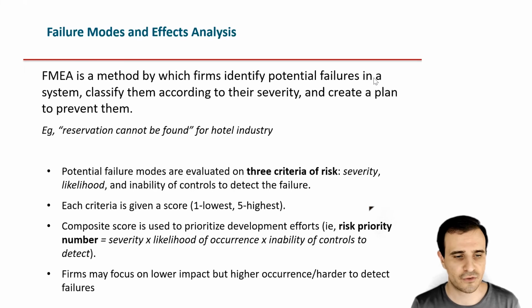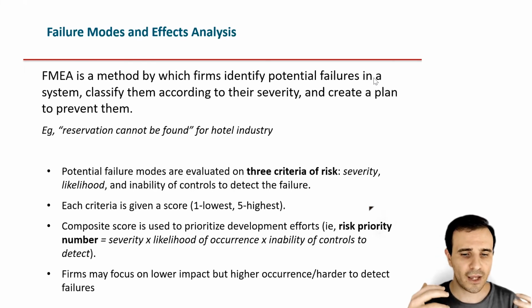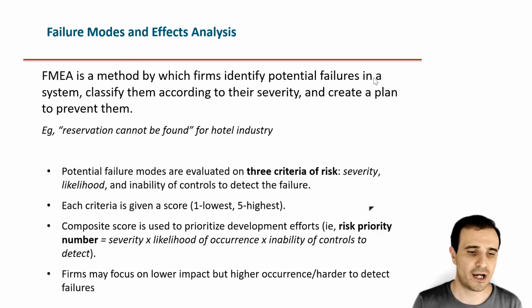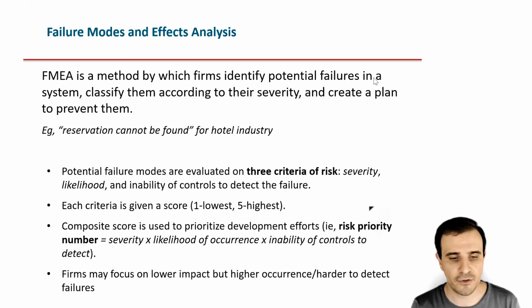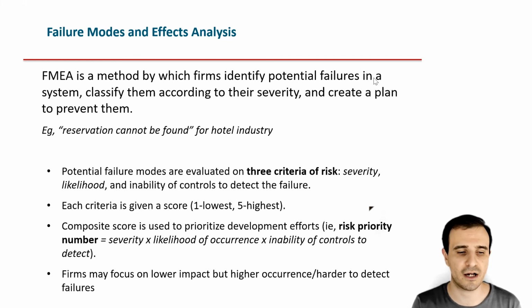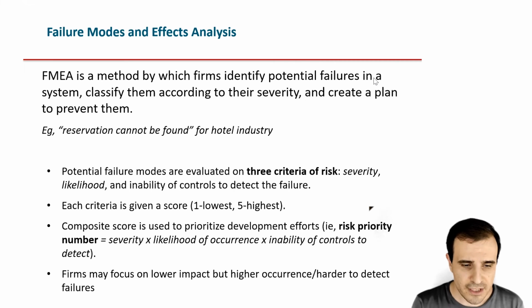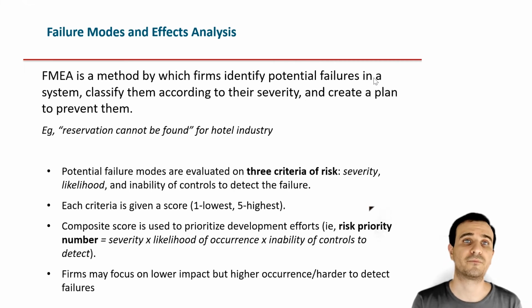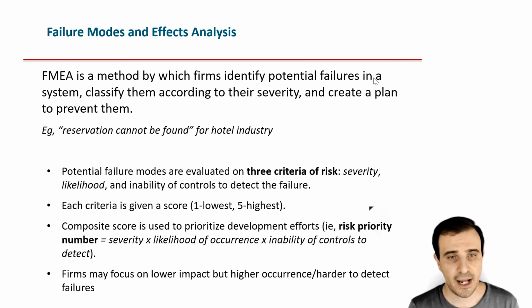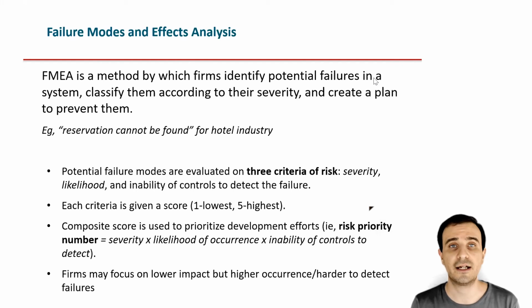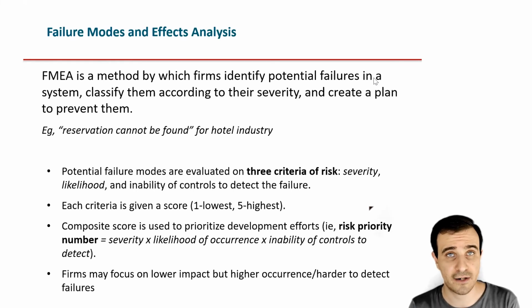When you give a score to each of them, you will identify the risk priority number, which is given by severity multiplied by likelihood of occurrence multiplied by the inability of controls to detect. Firms may then focus on threats or failures that maybe have a lower impact, but have a higher likelihood of occurrence, or a higher inability to detect these failures.